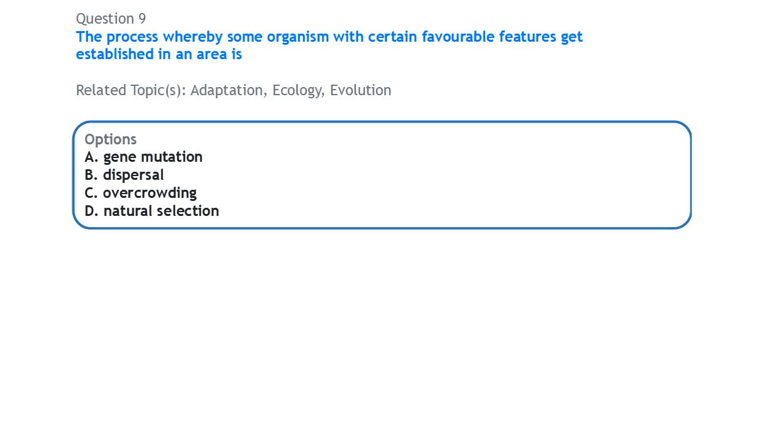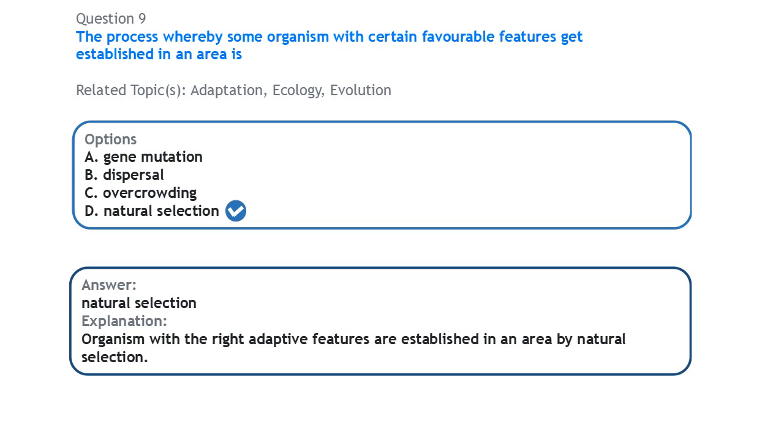Next, on ecology, the process whereby some organisms with certain favorable features get established in an area is natural selection. This is the process by which organisms that have adaptive features suited for their environment become adapted to it by natural selection.